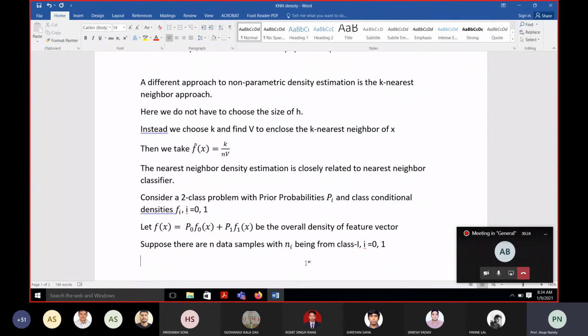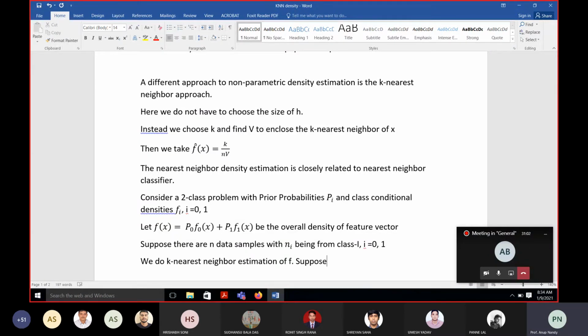Okay, so now you have data samples in small n, then out of small n data samples, ni samples are from class I, from the class 0 and class 1. So n0 is class 0 and n1 from the class 1. Now we do k nearest neighbor estimation of this function f.